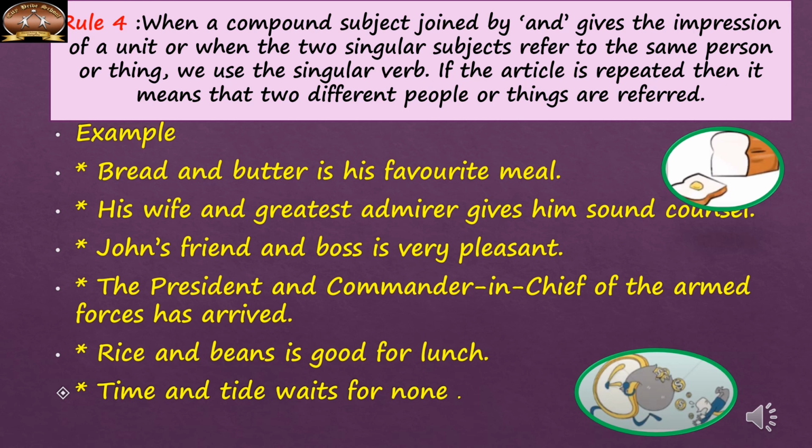John's friend and his boss is very pleasant. So the boss is only John's friend also. That's why I'm using is. But if I say John's friend and boss are very pleasant, it means I'm referring to two different people. If they are entirely different, I can use are. But here, when I say John's friend and boss is very pleasant, I'm referring to the same person only.